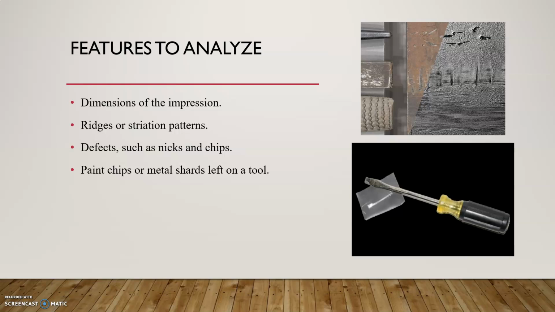Features to analyze in terms of tool marks. We're talking about the dimensions of the impression. We want to look at the ridges or the striation patterns. We're going to look for all sorts of defects, nicks, chips. Are there any paint chips, or is there anything that is left on the tool that didn't come from the tool, which may be a result of transfer?